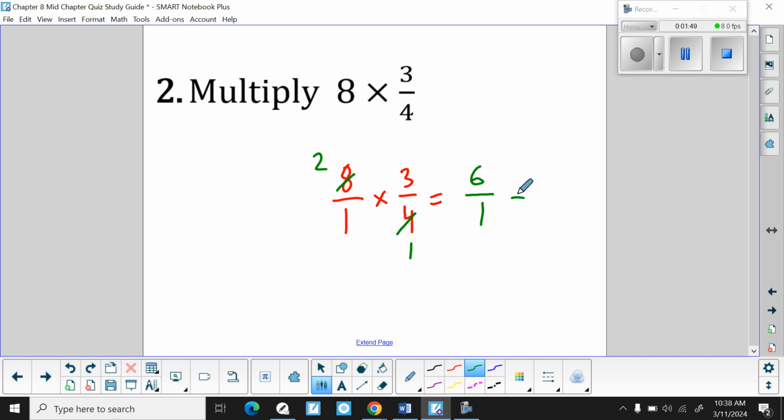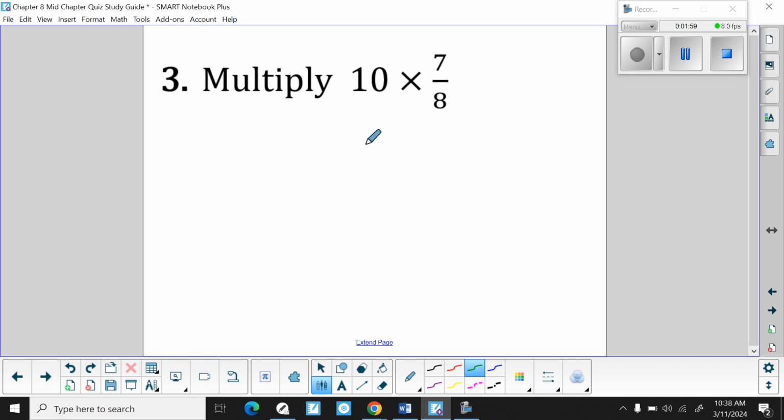6 over 1, which is not fully simplified, it's just equal to 6. Going on to the next problem. 10 times 7/8. Well, that's 10 over 1 times 7 over 8.